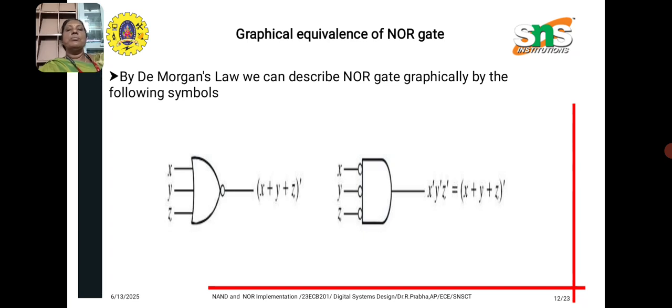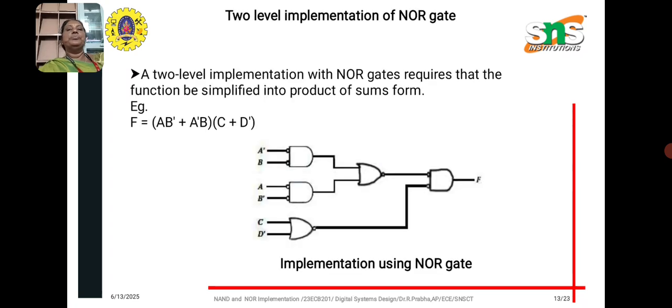In the first diagram, the graphical representation of an OR gate is drawn for X plus Y plus Z the whole bar. The second diagram is drawn for X bar, Y bar, Z bar, which is also equivalent to X plus Y plus Z the whole bar. Here the bubbles are given at the inputs individually.